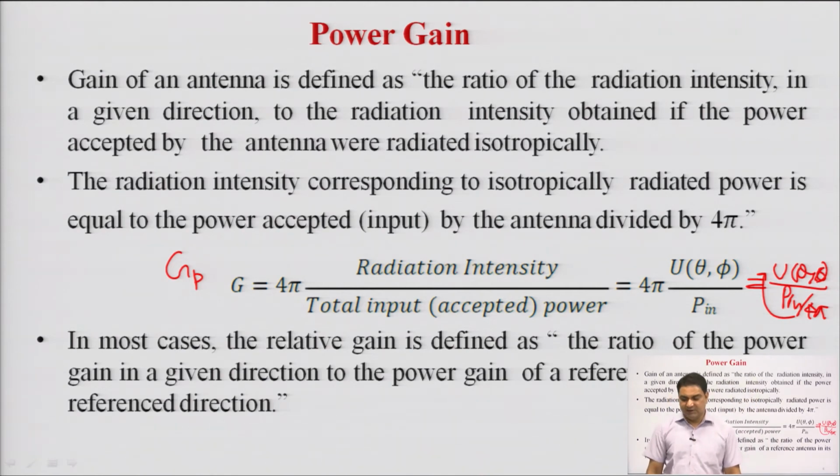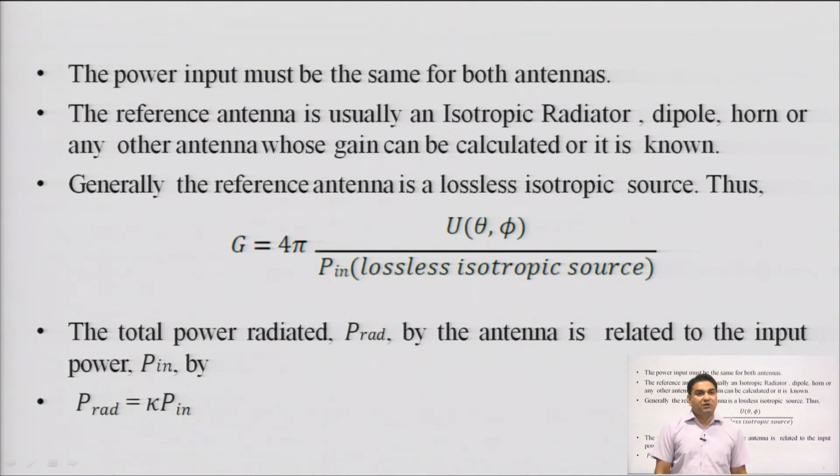In most cases the relative gain is defined as the ratio of power gain in a given direction to the power gain of a reference antenna in its reference direction. The power input must be the same for both the antennas, as I have defined that the power gain is described only for that case where the total input power is the same. The reference antenna is usually an isotropic radiator, dipole, horn or any other kind of antenna whose gain can be calculated or is known. That kind of antenna can be used as the reference antenna.